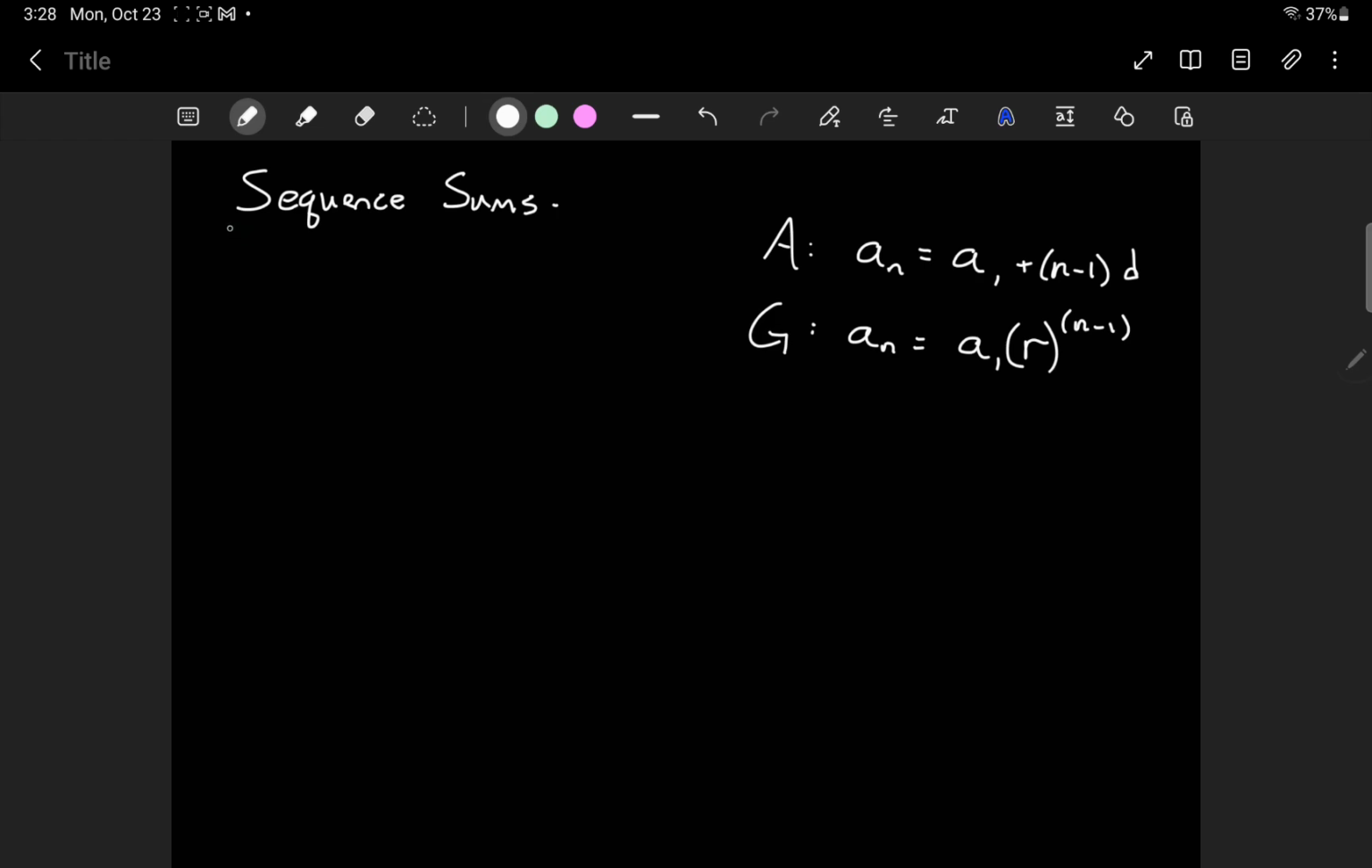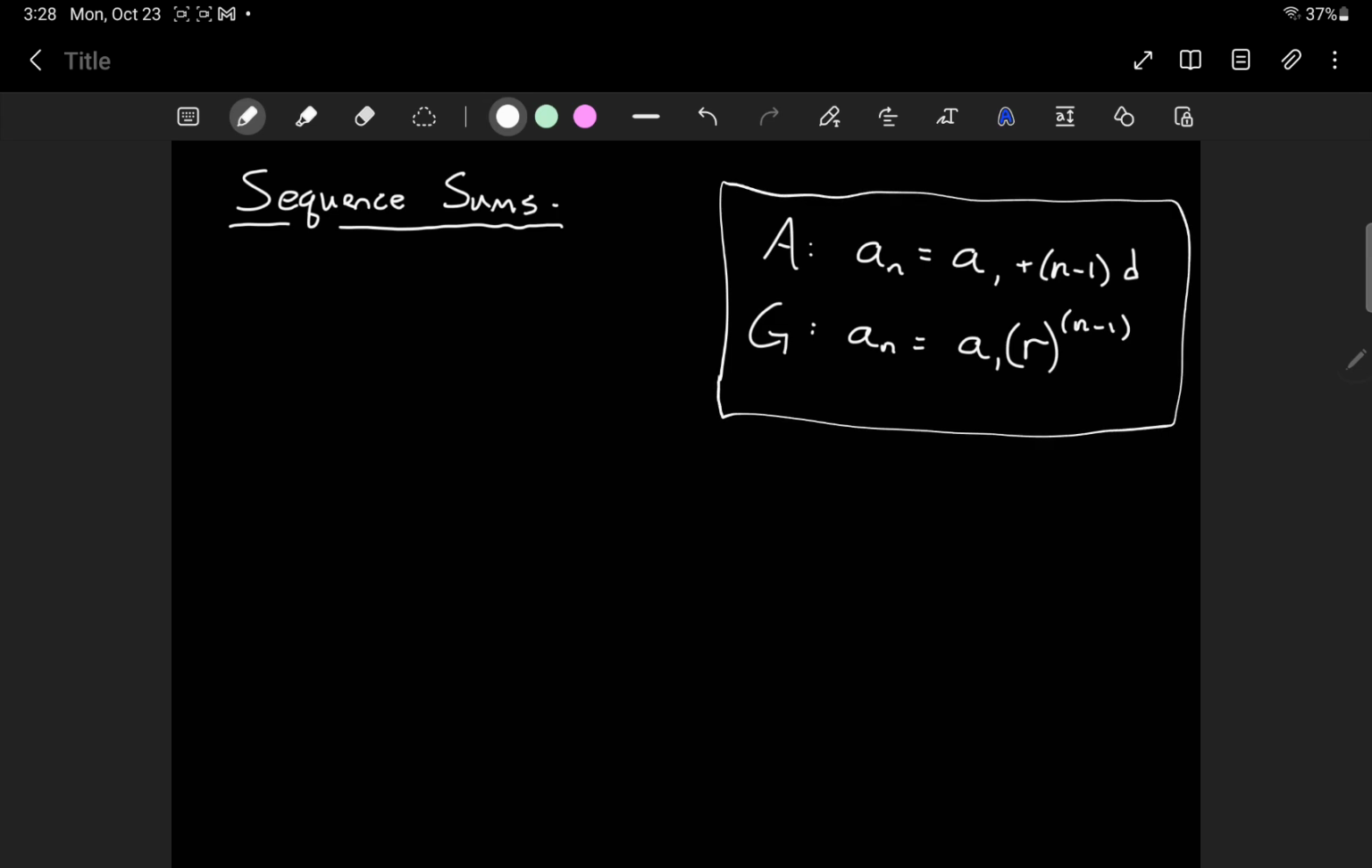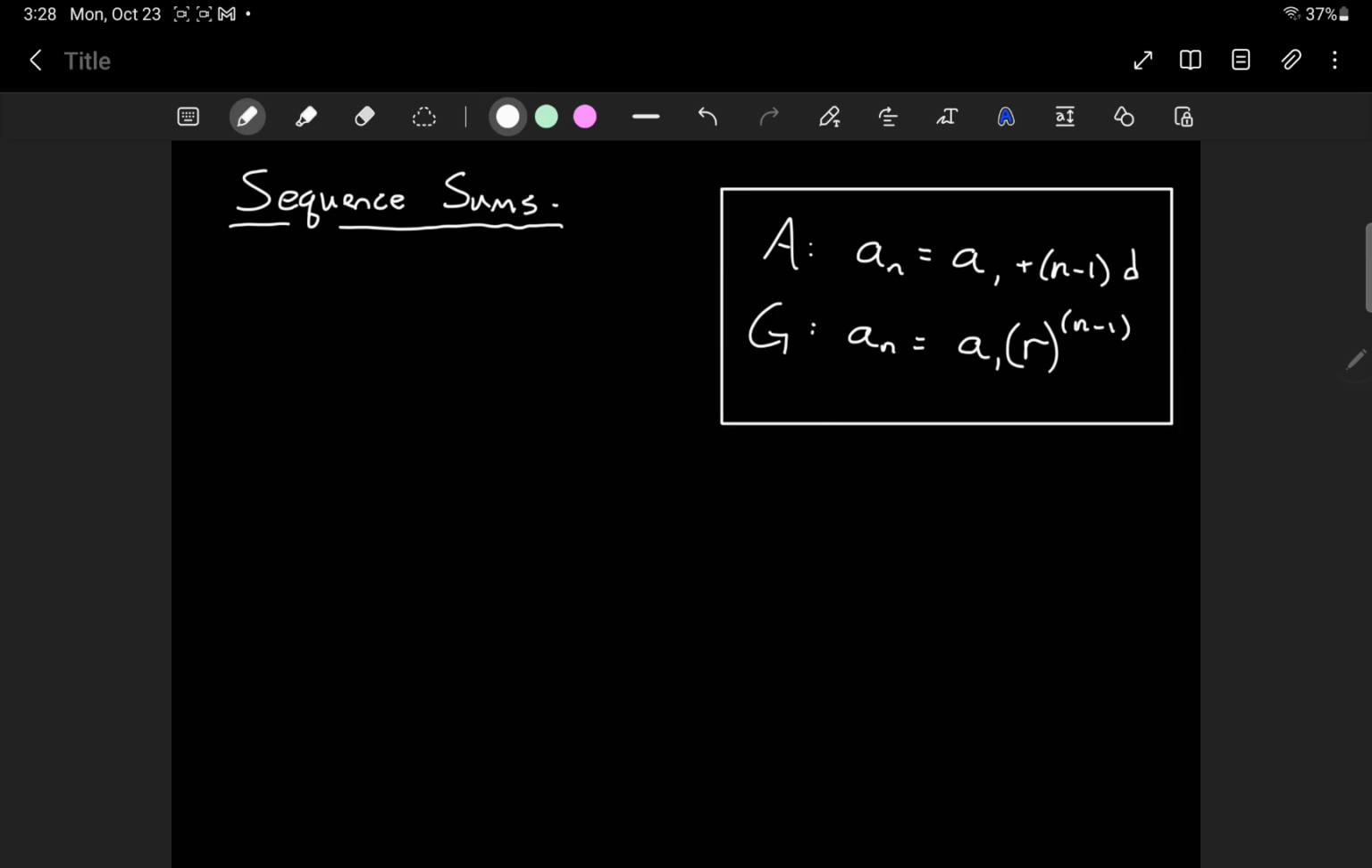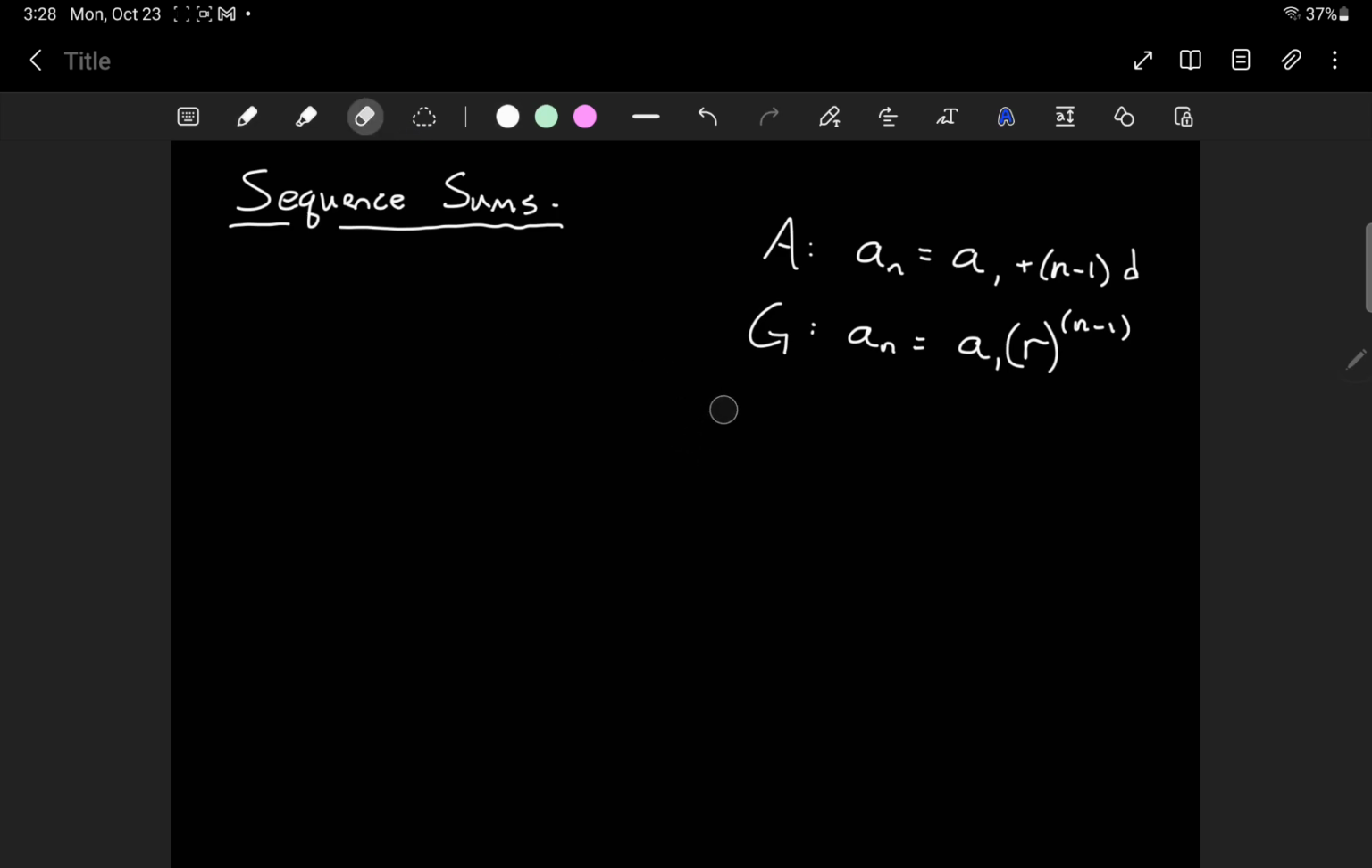This is going to be something a little bit different. This is the sum on there. So these two equations will tell you what the, say, 100th term is. But these equations are going to let you add up those terms.